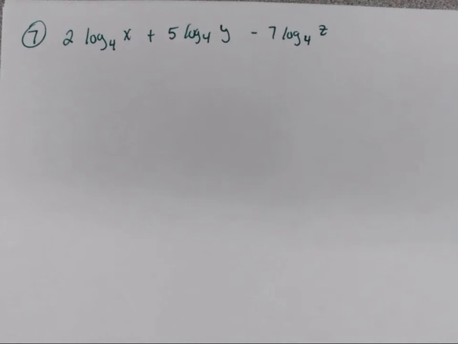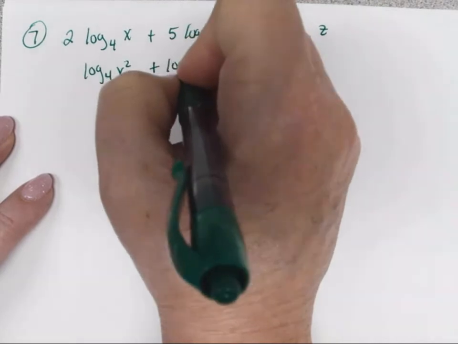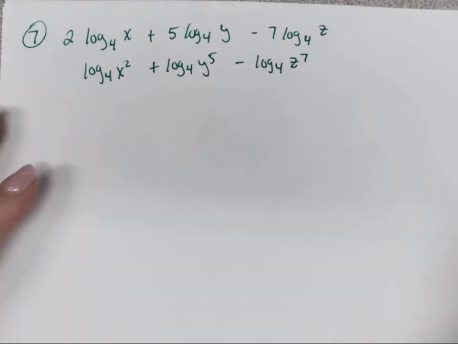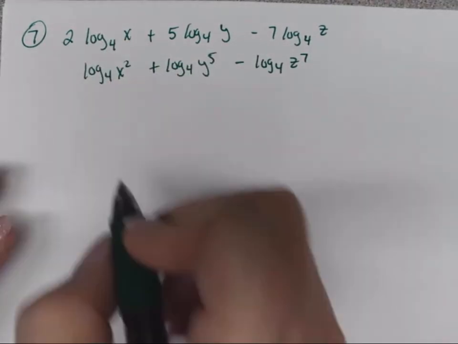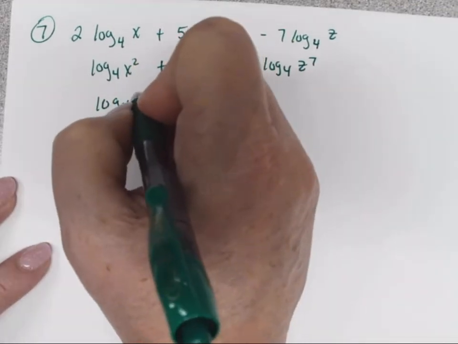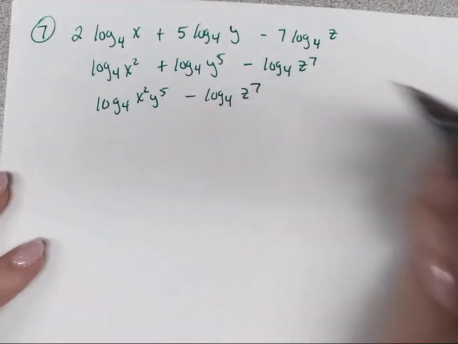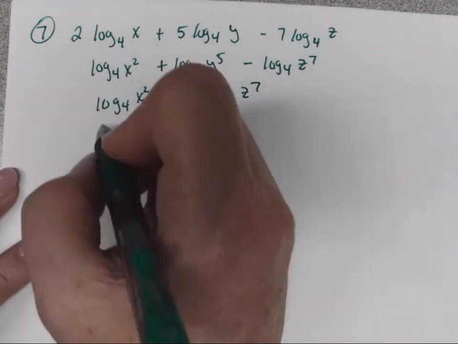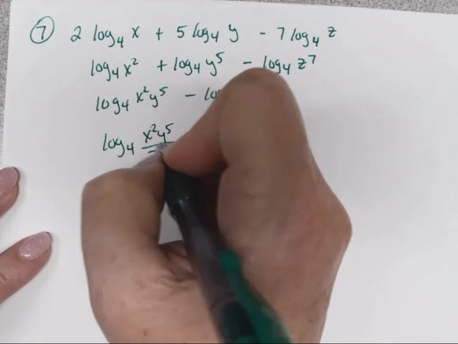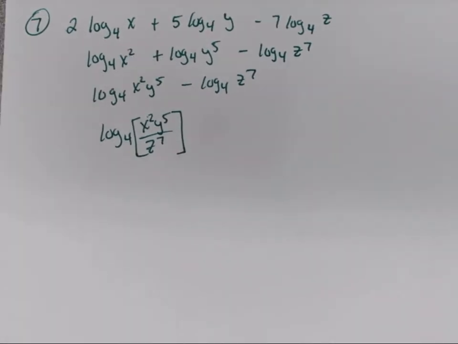So the first thing I have to do is put my exponents back. So log base 4 x squared plus log base 4 y to the 5th minus log base 4 z to the 7th. Combine my addition to multiplication, so log base 4 x squared y to the 5th minus log base 4 z to the 7th. And then that becomes my division. So log base 4 x squared y to the 5th divided by z to the 7th. And again, if you can put it all back together in one step, I'm okay with that for this one.